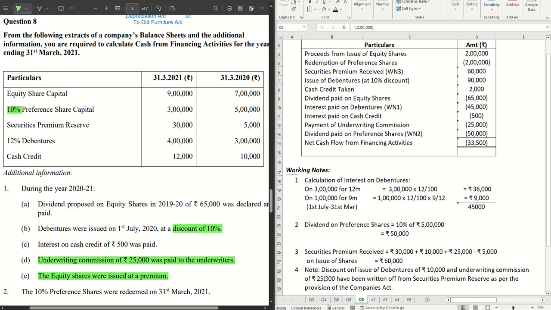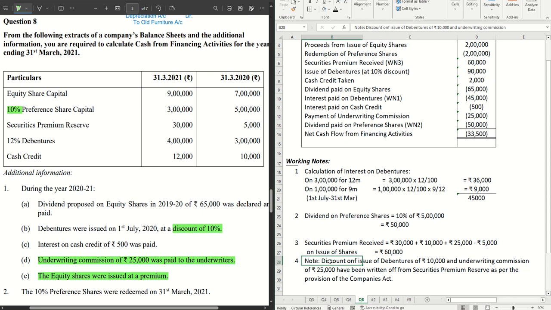Okay, let's see the note here. Note number 4. Discount on issue of debentures of rupees 10,000 and underwriting commission of rupees 25,000 have been written off from securities premium reserve as per the provision of the Companies Act. So these are already written off, and after writing this off and after taking into consideration the premium on the new issue of shares, the final amount is 30,000. So straight away 25,000 may not give you the right answer.